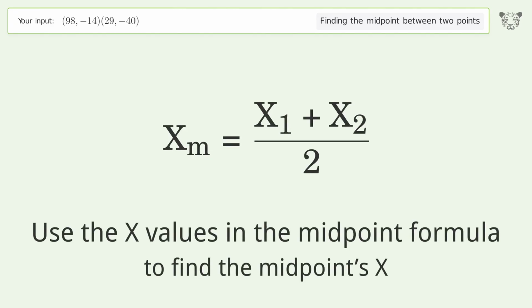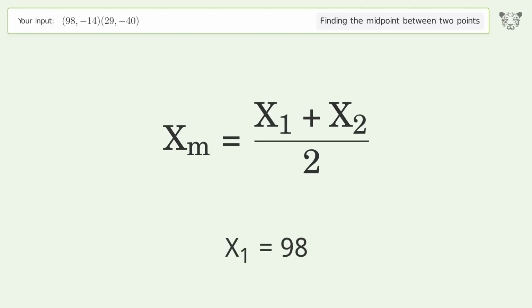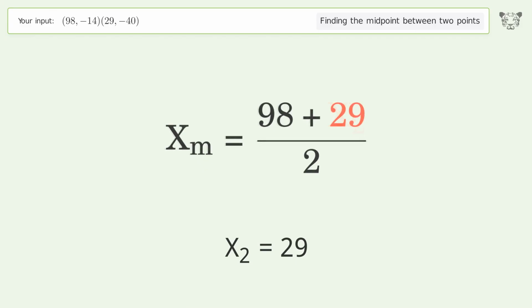Use the x values in the midpoint formula to find the midpoint's x. x1 equals 98. x2 equals 29. Simplify the arithmetic.